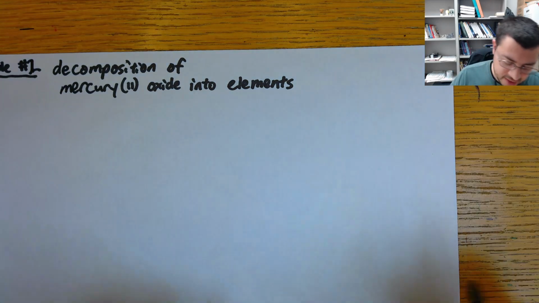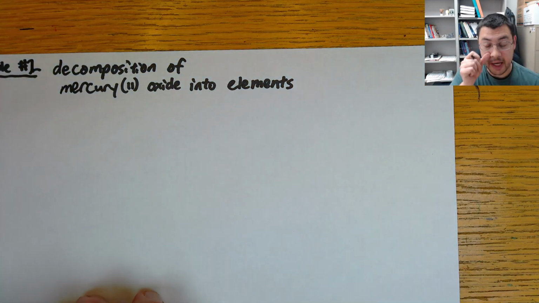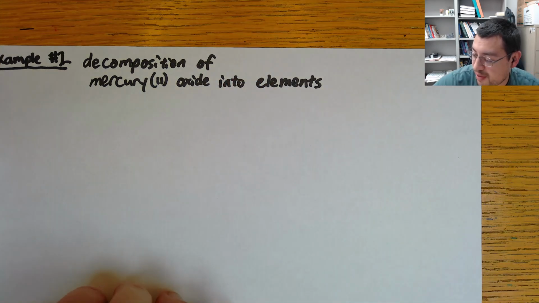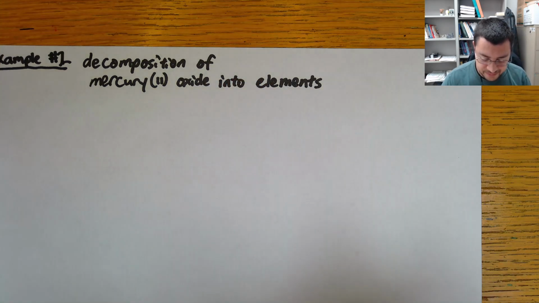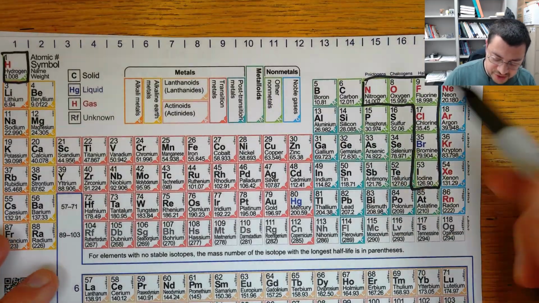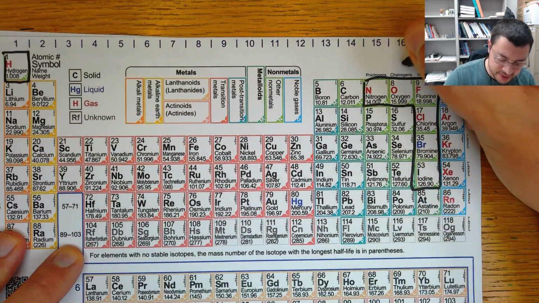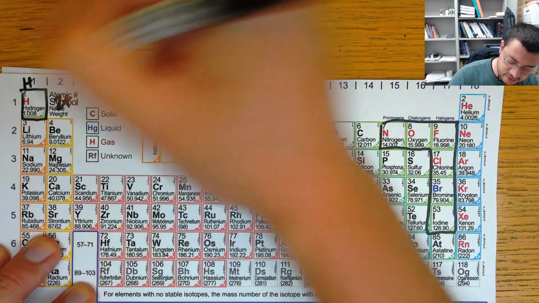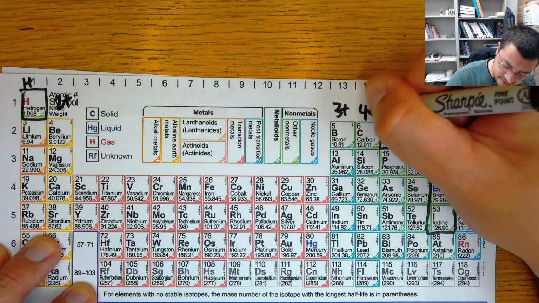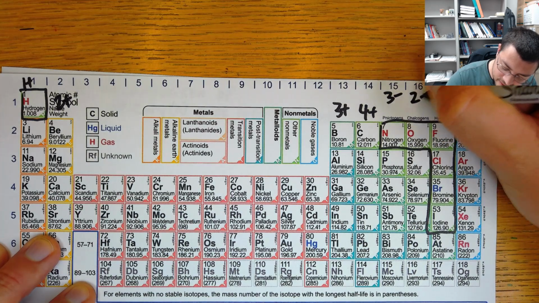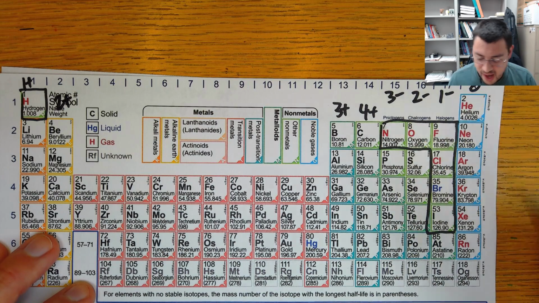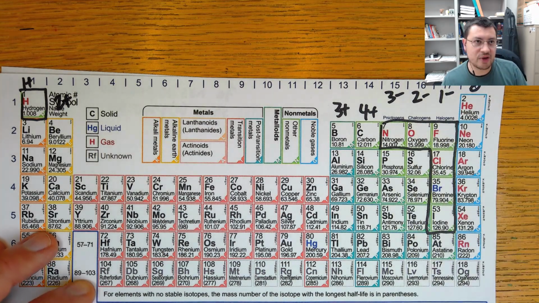Example number 2, we're going to decompose mercury 2 oxide into elements. All right, they gave us a name. They didn't give us a formula, so we're going to go to the periodic table. Oxygen is right here in the 2- column. Again, not a bad idea to go 1 plus, 2 plus, 3 plus, 4 plus, 3 minus, 2 minus, 1 minus, 0. On your periodic table, oxygen is a 2-.